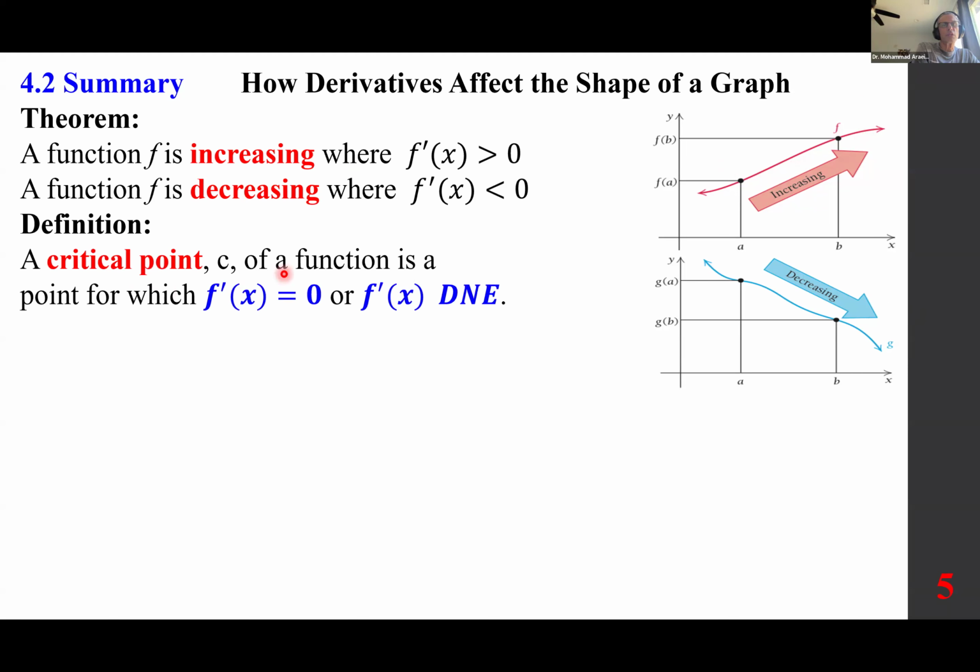Definition: a critical point c of a function is a point at which f prime is 0 or f prime does not exist.